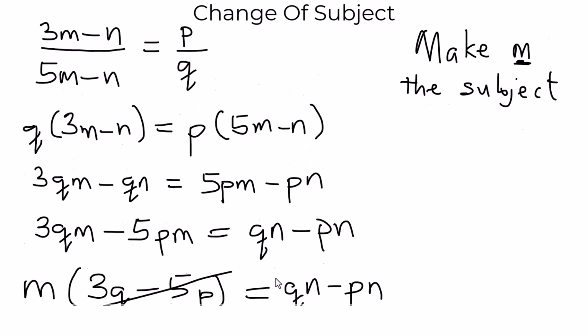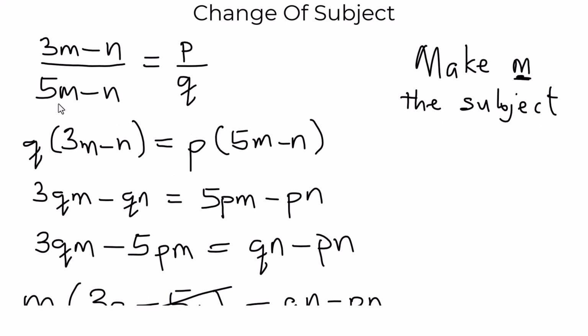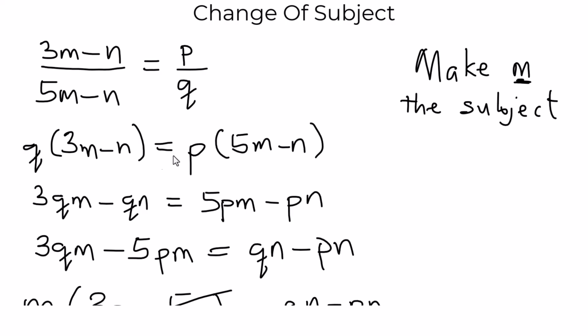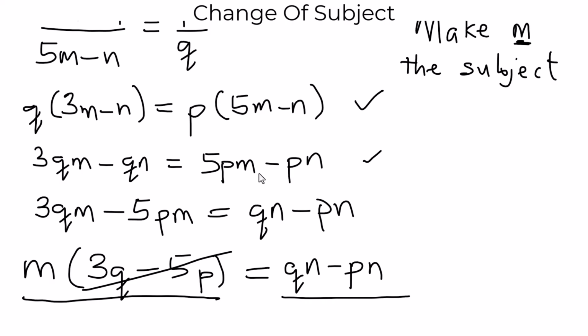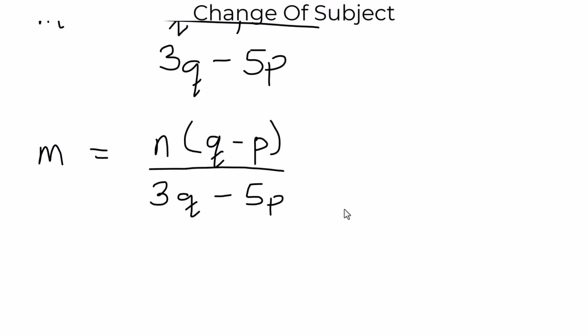So you see where we started from? We started all the way from this place: 3m minus n divided by 5m minus n equal p divided by q. And we have to make m the subject. And we went through systematically. We cross multiply to get to this stage. After that, we expanded each of the sides to get to this one. And then we grouped like terms, meaning the ones that have m in them, we got here. Then we factorized them out to get to this place and then divided. And then our final answer is this. So you see, as easy as it can get. So this is how to make a certain alphabet the subject in an equation. Hopefully this makes sense and it makes change of subject as easy as it possibly can.